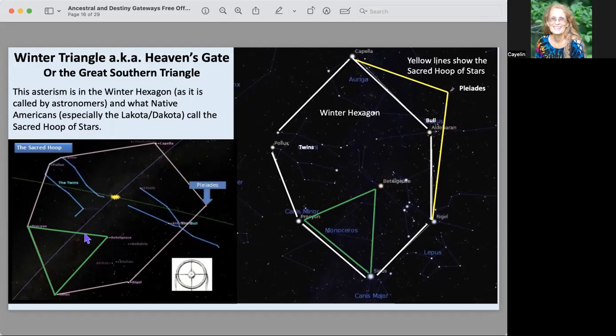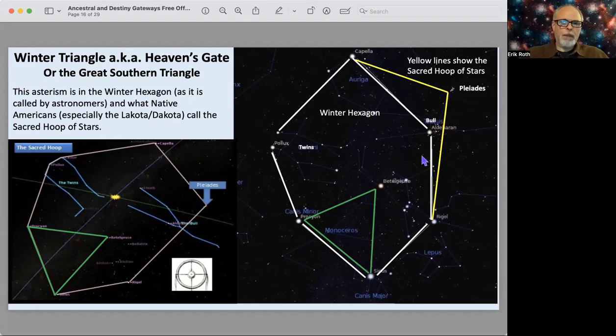And of course, the ancestral origins triangle is within this sacred hoop of stars. In modern astronomy, they tend to call it the winter hexagon. There's another term, the winter circle, I think, or the racetrack. That's another term they use. Oh, I've heard of that term, the racetrack.